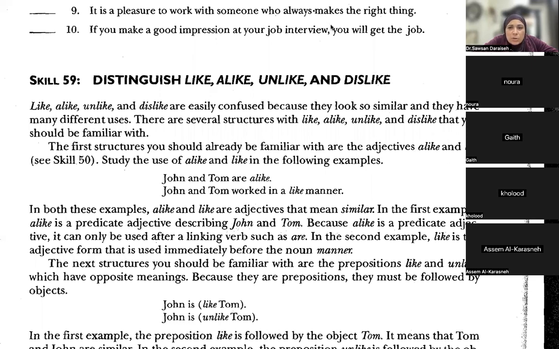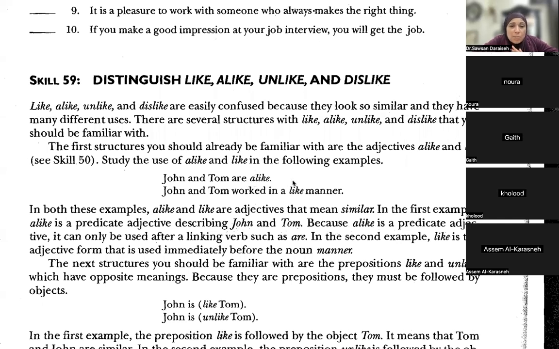The first structures you should already be familiar with are the adjectives alike and like, okay? Study the use of alike and like. Let's see, guys, in the following examples. John and Tom are alike. John and Tom are alike means they are similar. The same. Alike. The same. Yes, we don't say the same, in the shape I mean. I mean they share something in common. There is something in common between them when we say alike.